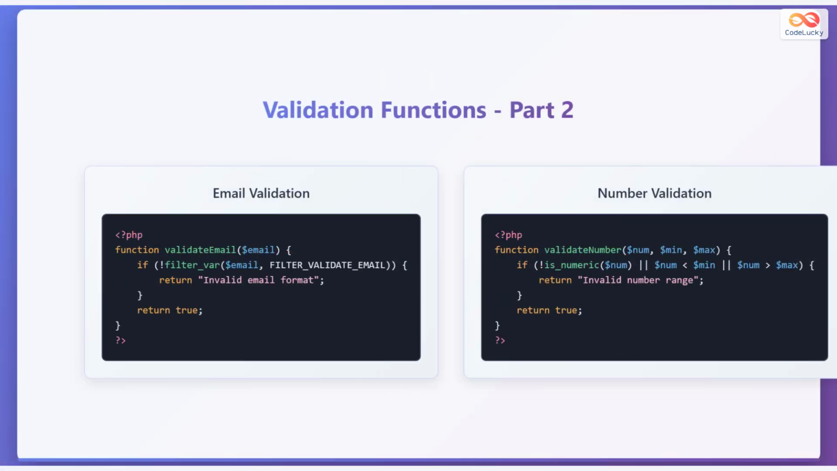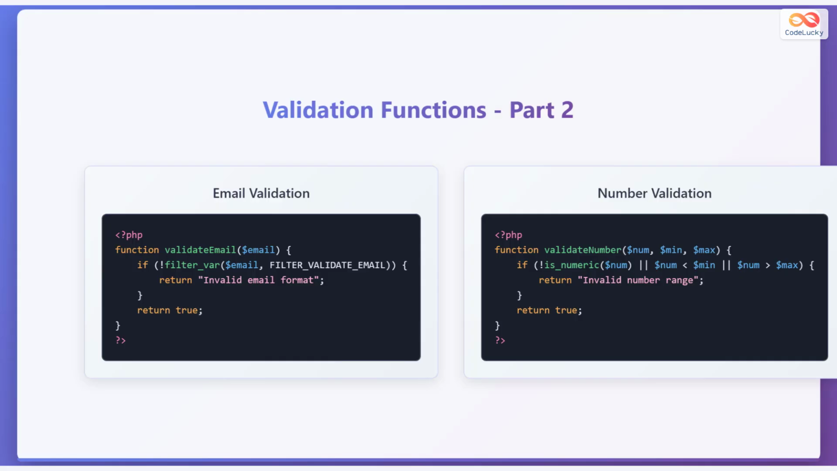Let's continue exploring validation functions with email validation. The validateEmail function takes an email address as input. It uses the filter_var function with FILTER_VALIDATE_EMAIL to check if the email is in a valid format. If it is not, it returns an invalid email format message. Otherwise, it returns true.